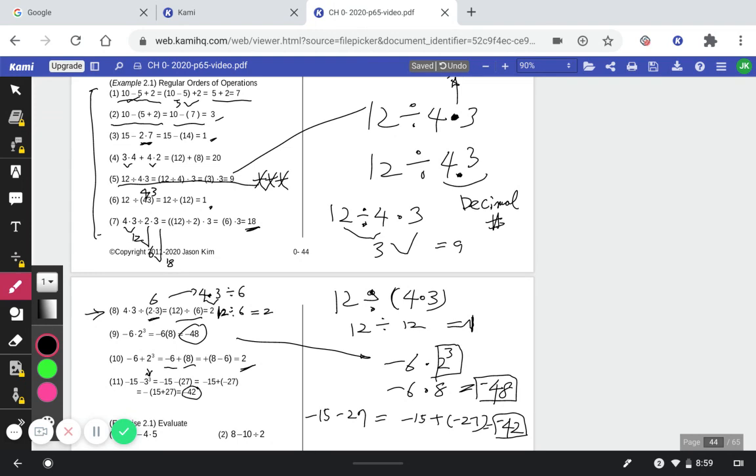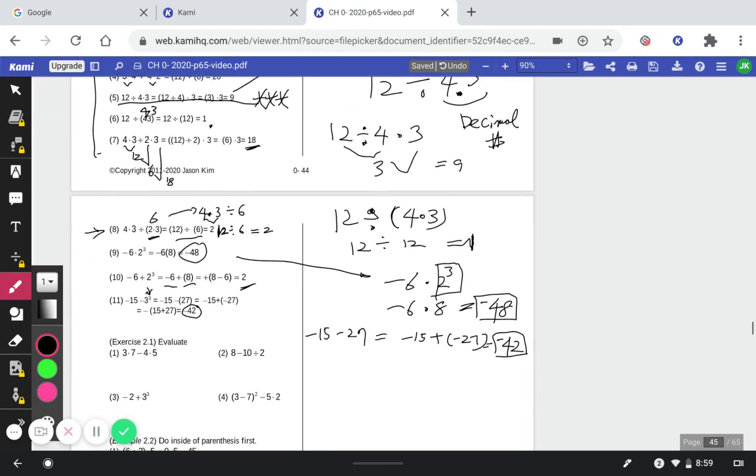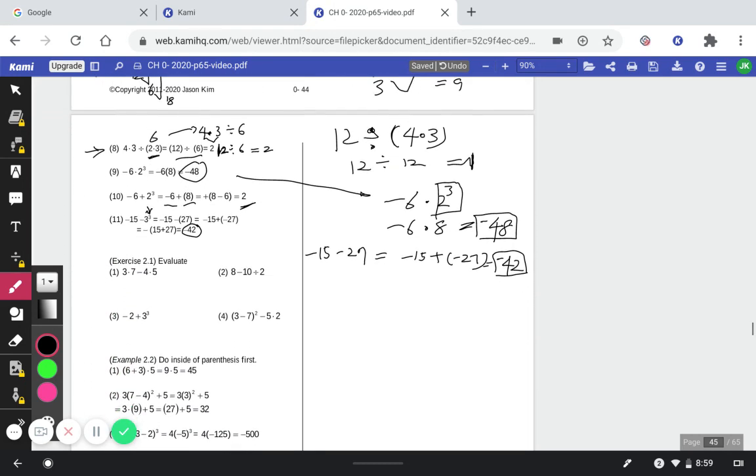So number 11 contains everything we learned so far altogether. It's order of operations, signed number operations, subtracting two signed numbers, like that. Number 11 is the kind of question many students get wrong.